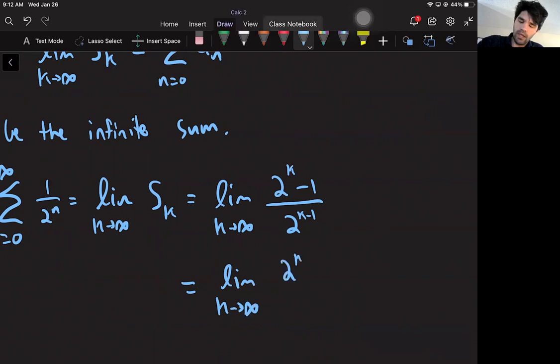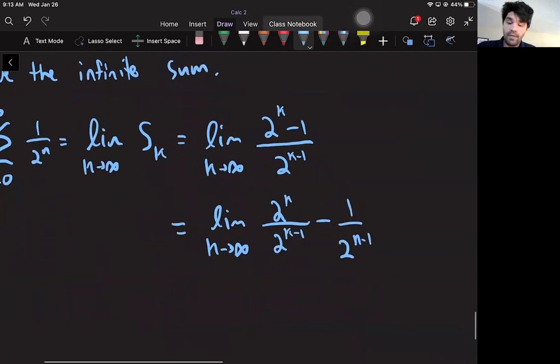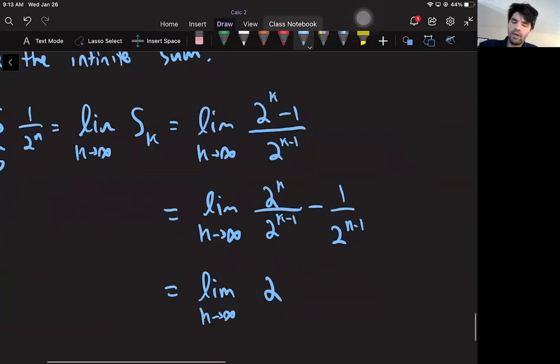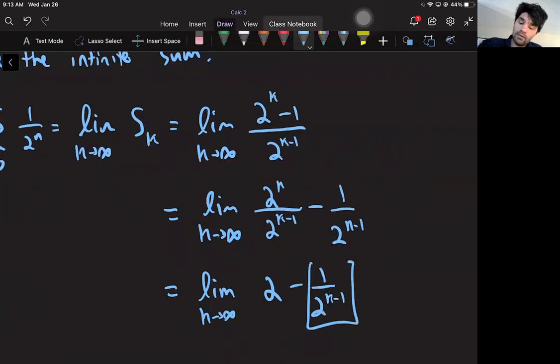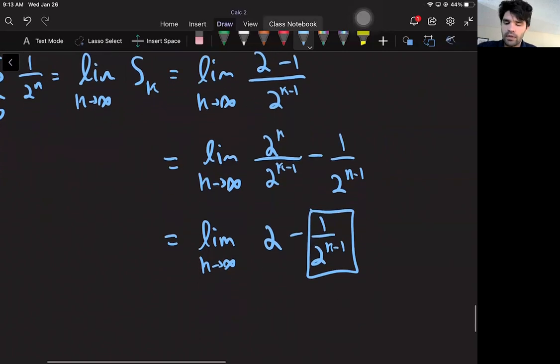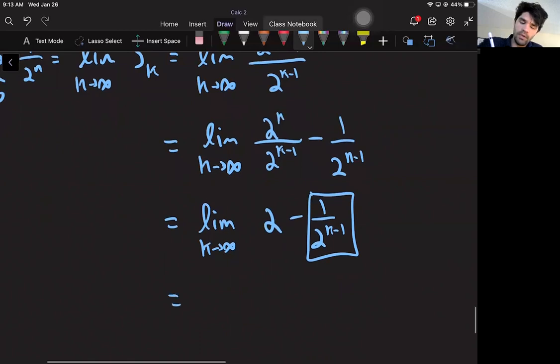So this is really 2 to the k over 2 to the k minus 1 minus 1 over 2 to the k minus 1. And then those powers of 2, they're both base 2, so I can just subtract the powers, and this ends up as a 2, because I have one more power of 2 on the top than I do on the bottom. And now over here, this guy goes to 0 because the bottom is 2 to the k minus 1. So as k gets very big, this becomes a very tiny fraction going to 0. So this just becomes 2 minus 0 is 2.